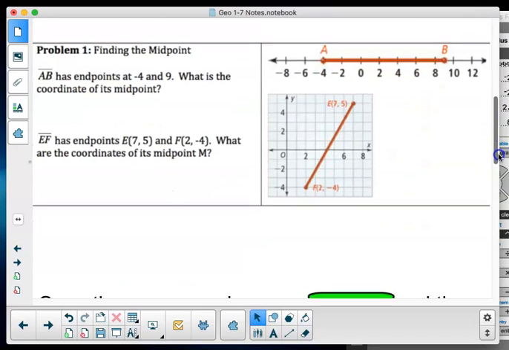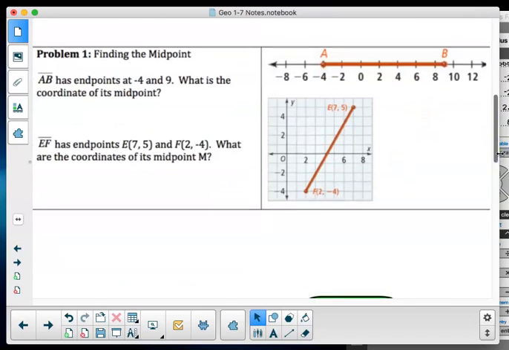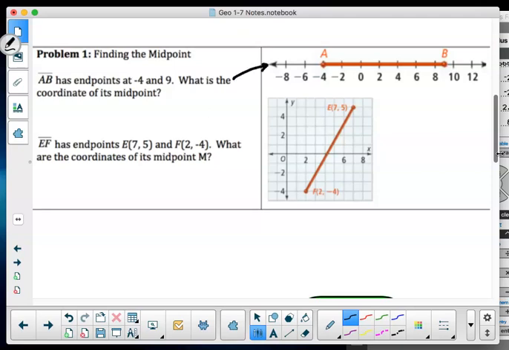Now let's check this out. Okay, so we're going to find the midpoint. AB has endpoints at -4 and 9. That's up here. What are the coordinates of its midpoint? Well, -4 plus 9 divided by 2. -4 plus 9 is 5, and divide that by 2, we get 2.5.